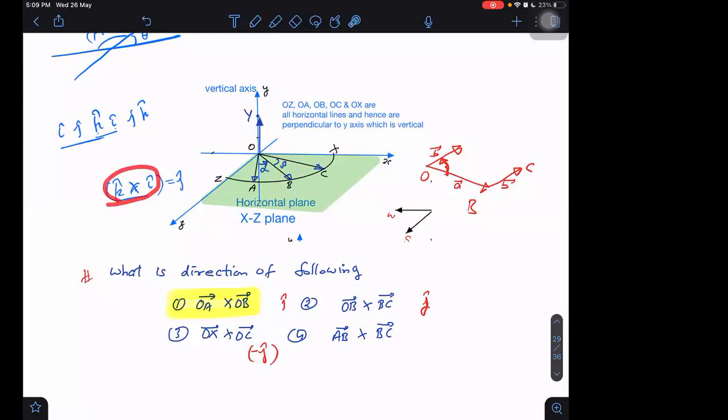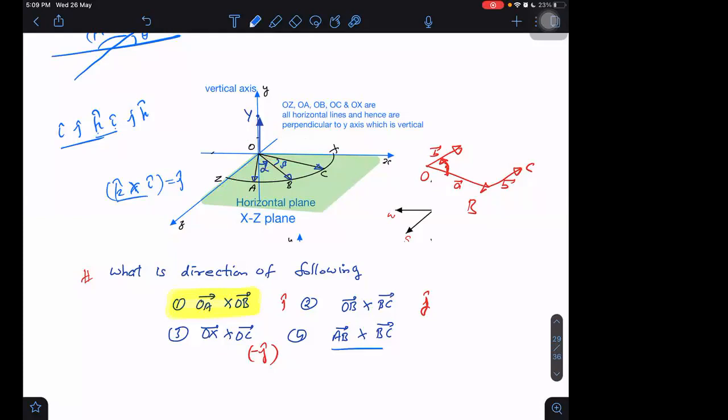So it means if I have k cap and i cap, and I go from k cap towards i cap, then my vector should be pointing towards j cap. It means for all anti-clockwise directions, from here we got the idea. Now for all other anti-clockwise directions, it will still be pointing towards j cap only. We can get the idea from that.